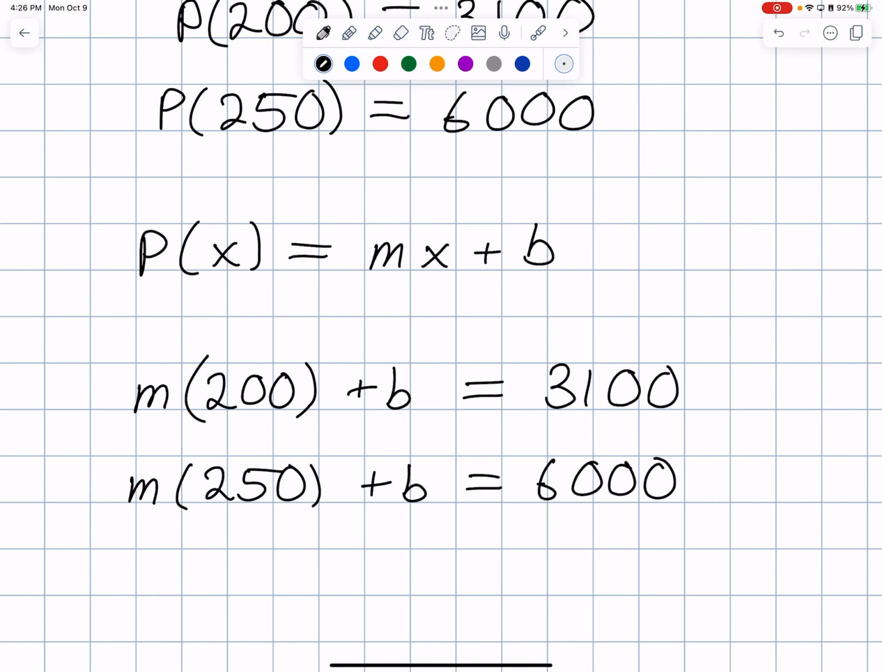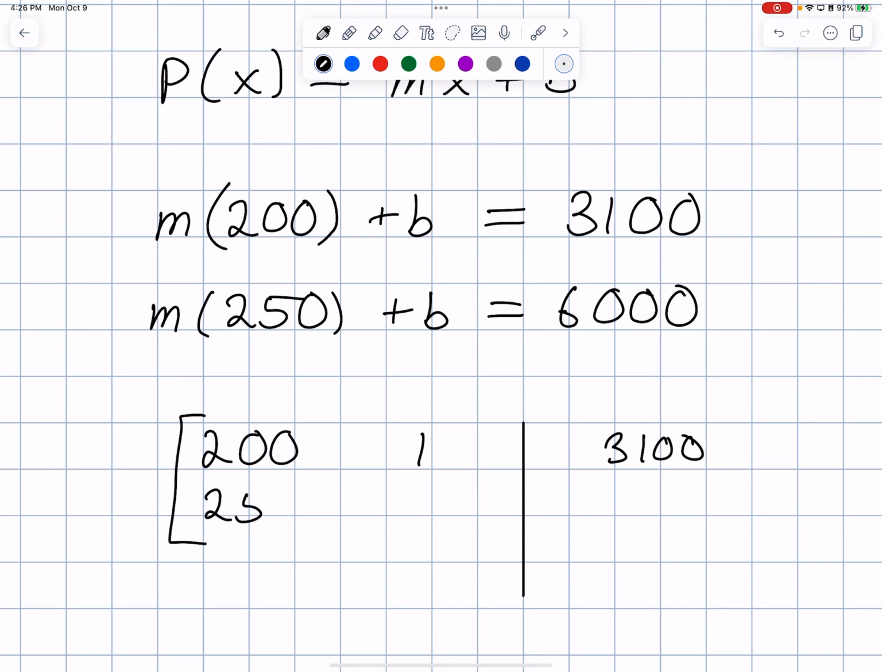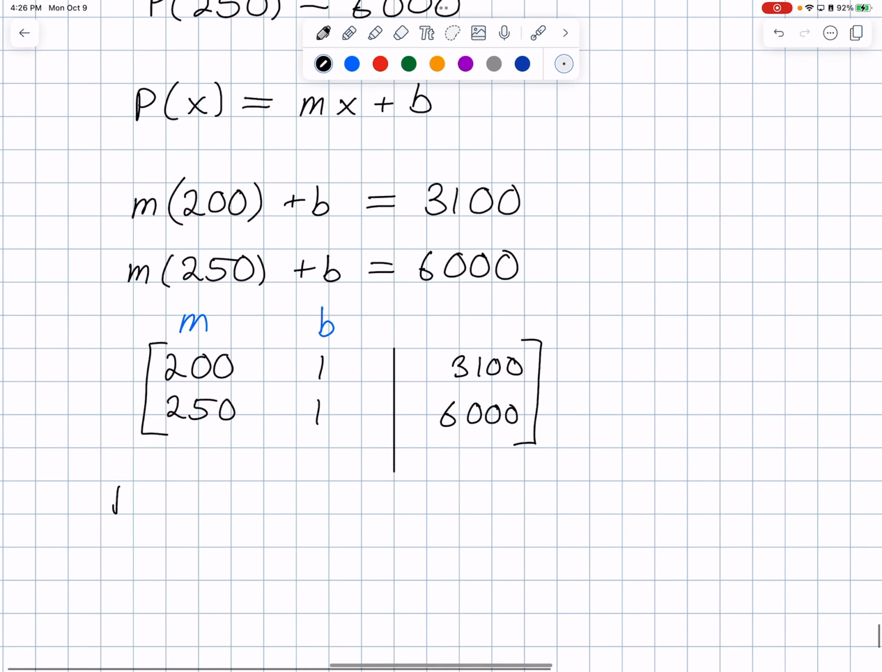There's a lot of ways to solve this. Here's one way. Write it as a matrix. 200, 1, line, 3,100. 250, 1, 6,000. That's the end. You can put that in your calculator and solve it, and it'll give you the answer. It'll give you m, and it'll give you b, because this column was the m column and this column was the b column, and then you would have your answer. You'd just write P of x equals, plug in what you got for m, plug in what you got for b. Does that make sense? That's one way to do it.